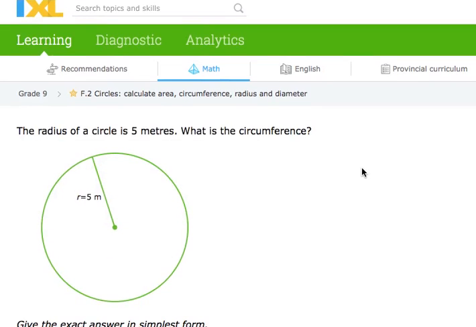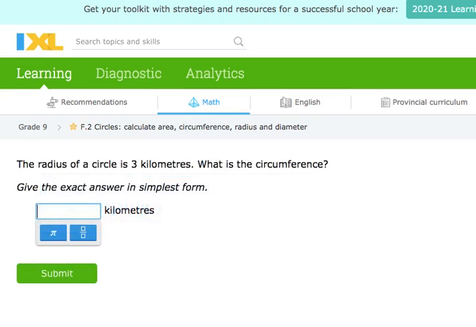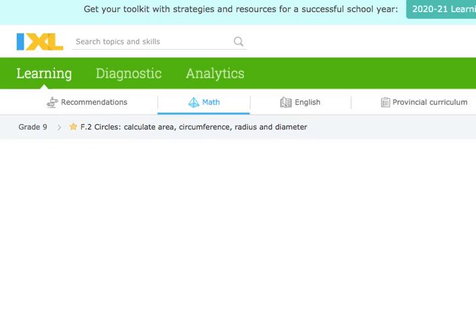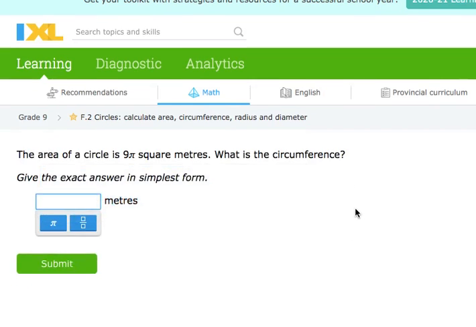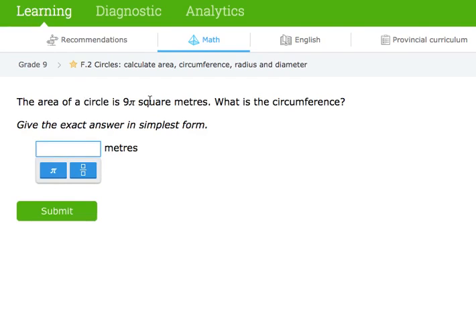Now, what I want to jump to is when I start giving you ones like this one, you know how to do. I'm pretty confident you know that. It's when you start seeing ones like, no, this one's still pretty easy. Let's get it even tougher. The area of a circle is 9 pi square meters. What is the circumference? So it gives me the area and it asks me for the circumference.